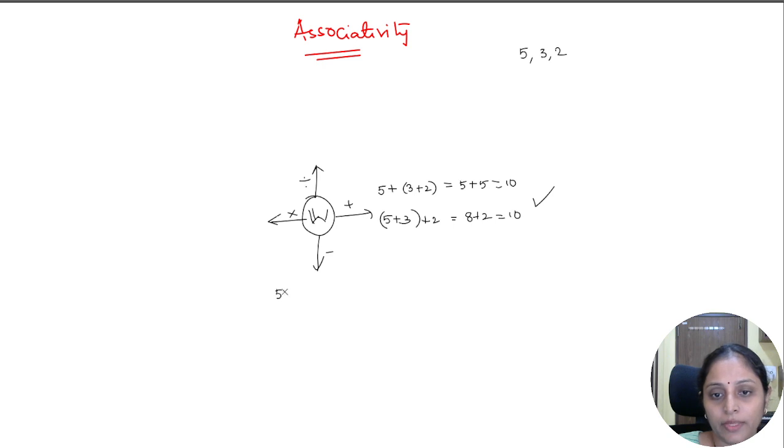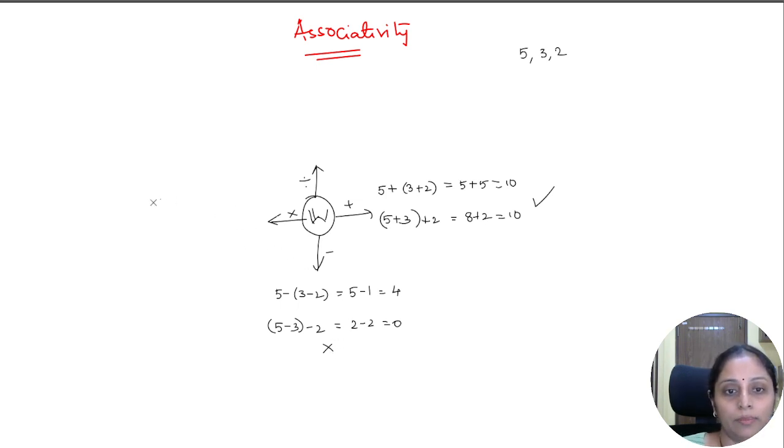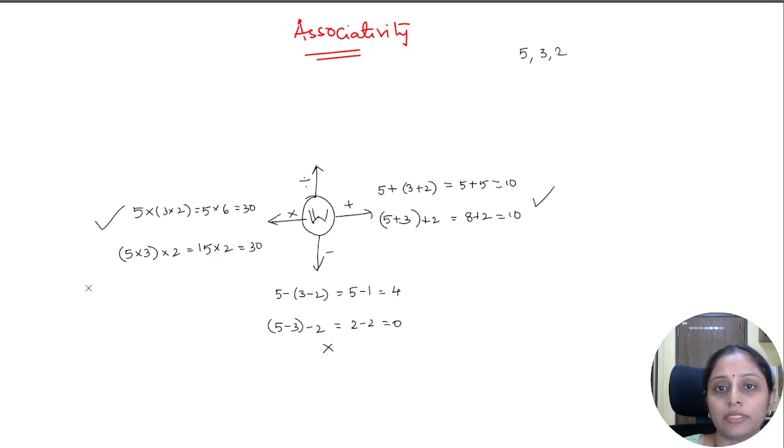Coming to subtraction, (5 minus 3) minus 2 as opposed to 5 minus (3 minus 2). Now what is this? This is 5 minus 1, which is 4, whereas this is 2 minus 2, which is 0. Now you can see here that subtraction is not associative for the set of whole numbers. Now coming to multiplication. (5 into 3) into 2 is equal to 5 into 6, which is equal to 30, whereas 5 into (3 into 2) is equal to 15 into 2, which is equal to 30 again. So you will see that multiplication is associative for the set of whole numbers.